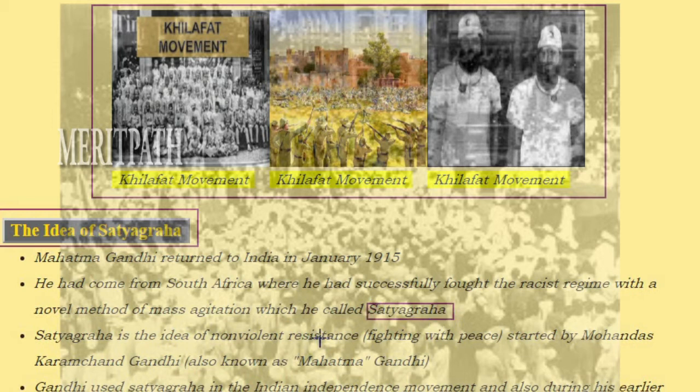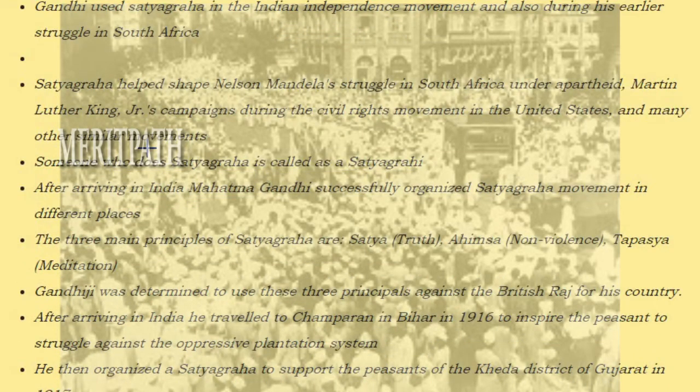Satyagraha is the idea of non-violent resistance, that is, fighting with peace, which was started by Mohandas Karamchand Gandhi, also known as Mahatma Gandhi. Gandhi used Satyagraha in the Indian independence movement and also during his earlier struggle in South Africa. Satyagraha helped shape Nelson Mandela's struggle in South Africa under apartheid, Martin Luther King Jr.'s campaign during the civil rights movement in the United States, and many other similar movements. Someone who does Satyagraha is regarded as a Satyagrahi.